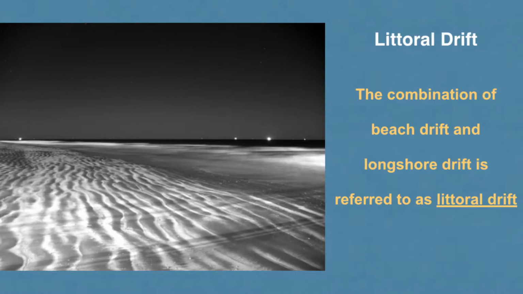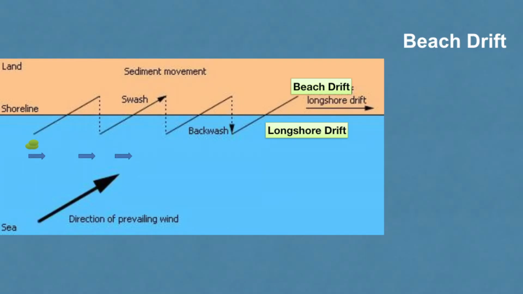The combination of beach drift and longshore drift is referred to in geomorphology as the littoral drift. Drift means nothing but that the sediment is drifting by the action of the waves and currents. So this is how it happens, that the material is pushed up and down, up and down, up and down.